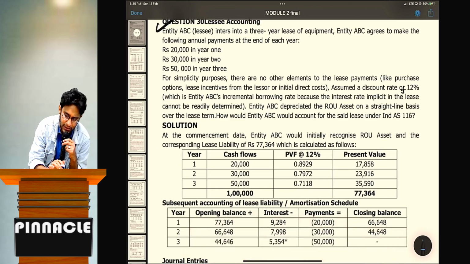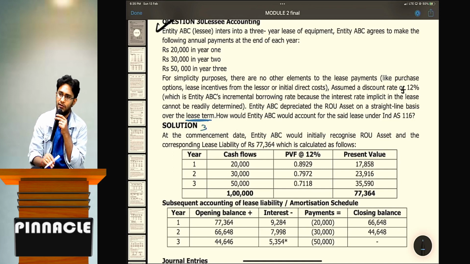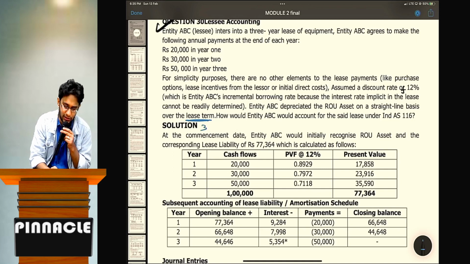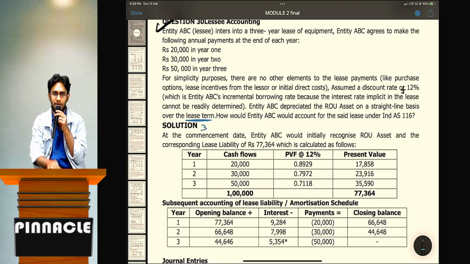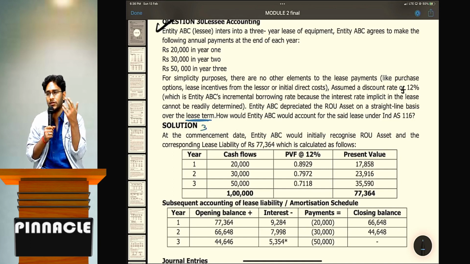Entity ABC depreciated the ROU asset on a straight line basis over the lease term. That means 3 years. How would entity ABC account the said lease under Ind AS 116? Very, very simple sum. Our step number 1: 20, 30, 50 cash flows are the lease payments. Discount them to today. Present value will come. Recognize lease liability. ROU asset also same amount only. Why? Lease incentive not there.